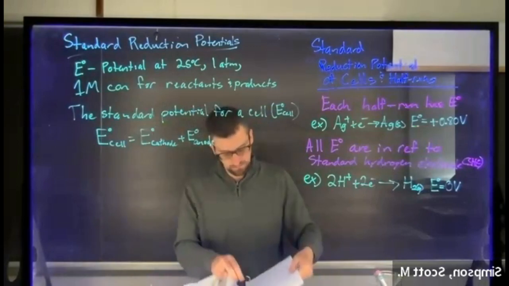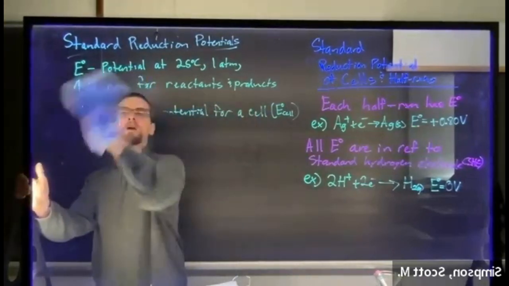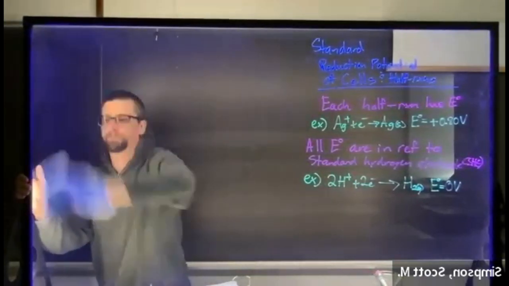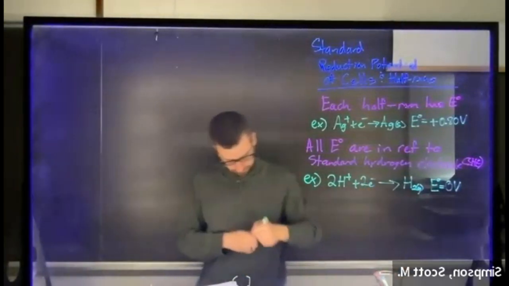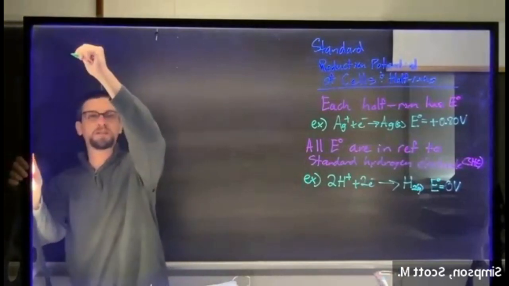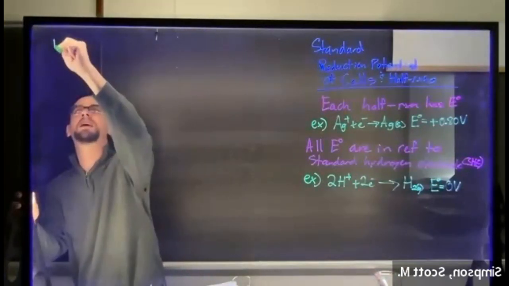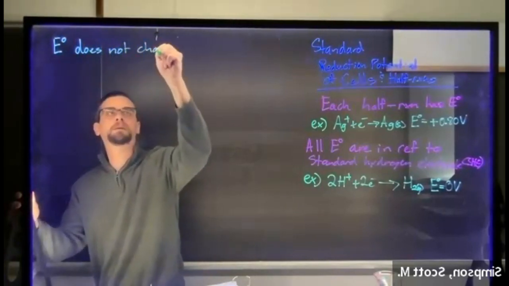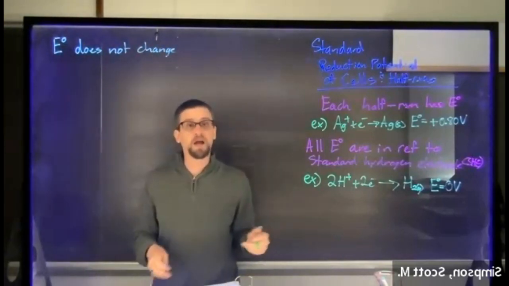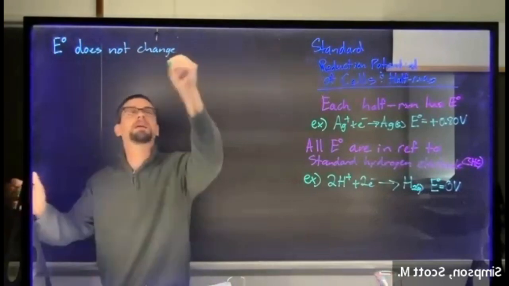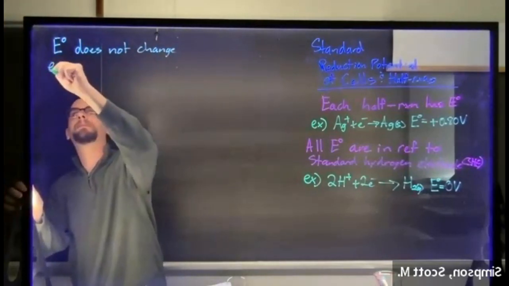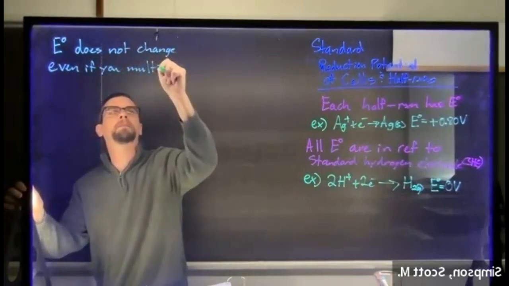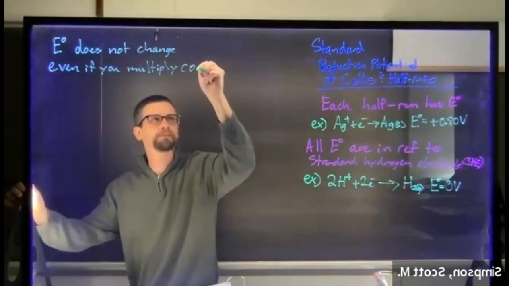There are some small things to keep in mind when looking at these standard reduction potentials for half reactions. The big thing, which seems kind of strange and counterintuitive, is that E naught does not change, even if you multiply the half reaction by coefficients.